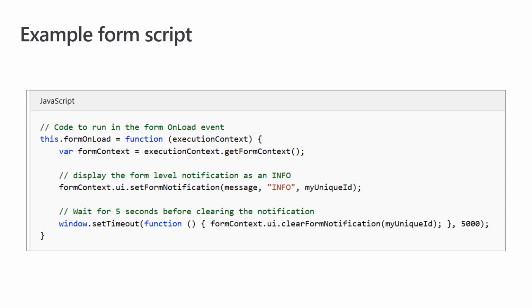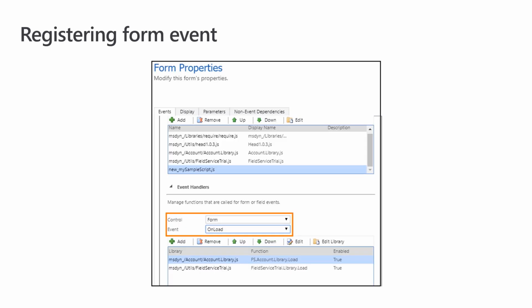In this example, we're using the formContext.ui.setFormNotification to put up a notification message, and then we're going to let it sit there for 5 seconds and then remove it. So it would be just kind of a brief notice when they came on. This is not going to do anything just by creating it. So we would actually upload this as a web resource, and then we would register that against the onload for a particular form. To allow the function that we showed on the last slide to be executed, we have to register it on the form.